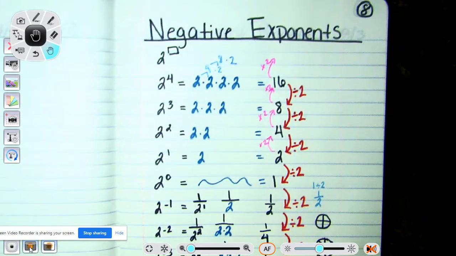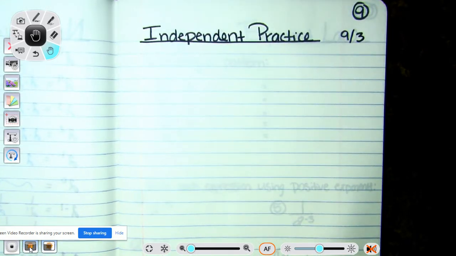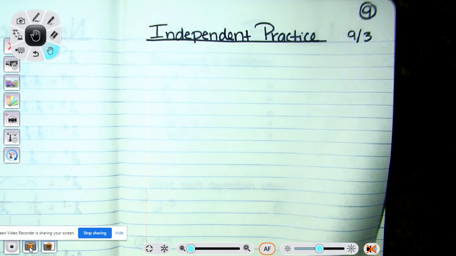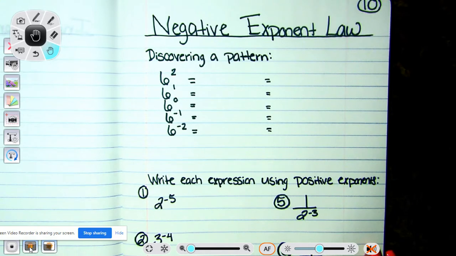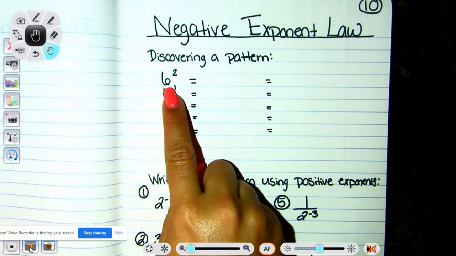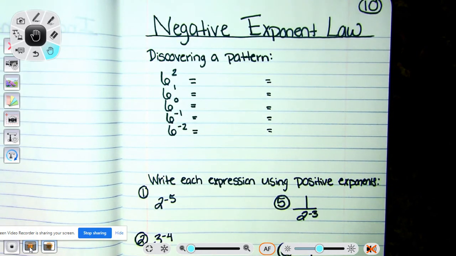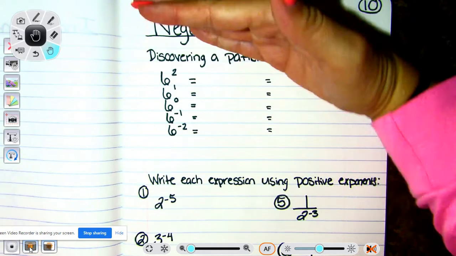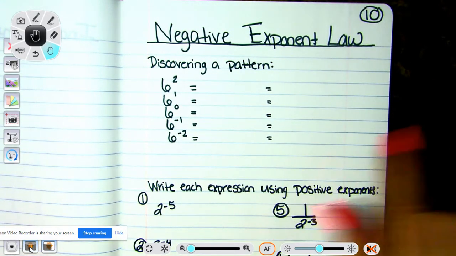So this should have been on page 8 of your notebook. Page 9 was independent practice if you are watching this while we are doing virtual learning in the 2020-21 school year. And then today we're going to be rediscovering our exponent law with a different pattern. Okay, so in this case, we're going to look at 6 to the second power. And if you want to pause this video for a moment and make sure you have everything from here up written down, go ahead and do so because I'm going to start moving through my pattern here.